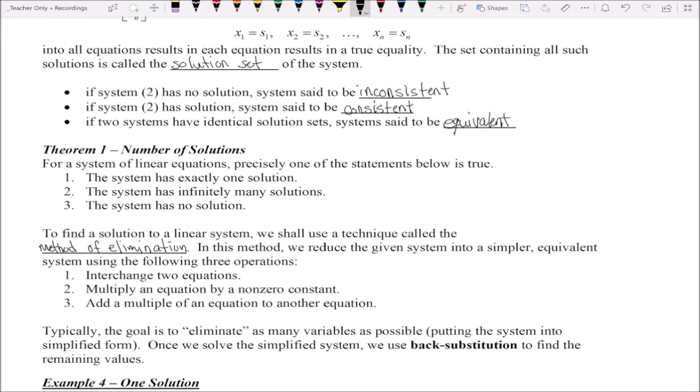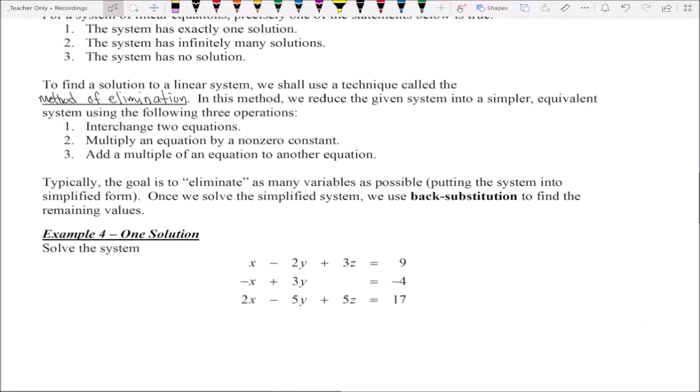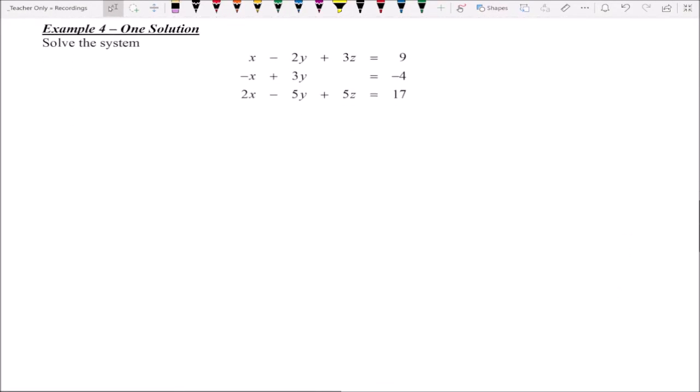We have three examples, one for each of the three statements above. We'll look at one system that has only one solution, one system that has no solution, and finally one system that has an infinite number of solutions. Starting with a system that has only one solution, we will solve this system. Now, for convenience, what we will do is label each equation in the system. So, equation 1, equation 2, equation 3.